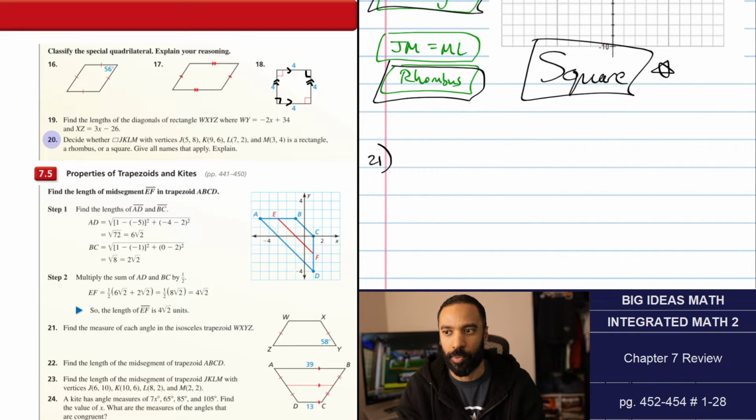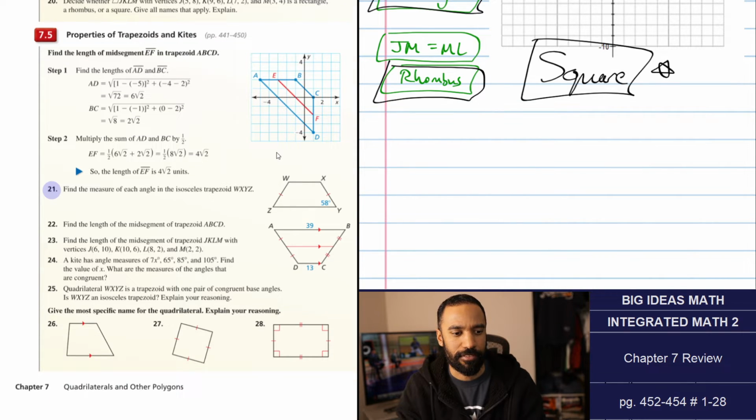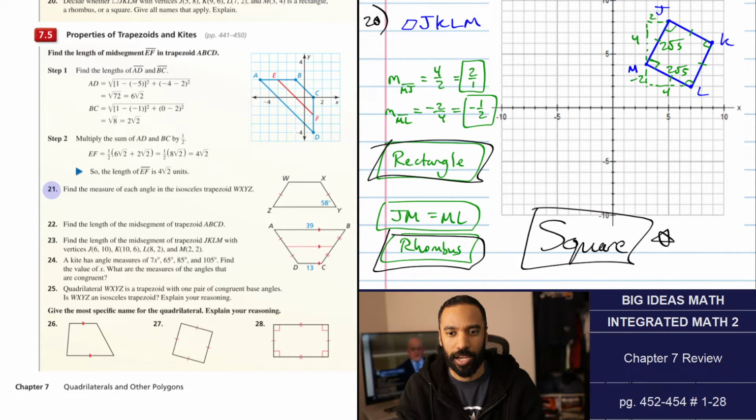Before we actually hit number 21, let's look at the last section of what's going on, properties of trapezoids and kites. Of course, I did these sections as well. I just did 7.5 as a recent video, so you can find that one before this one in the IM2 playlist. So let's take a look at what they want to talk about on trapezoids and kites.